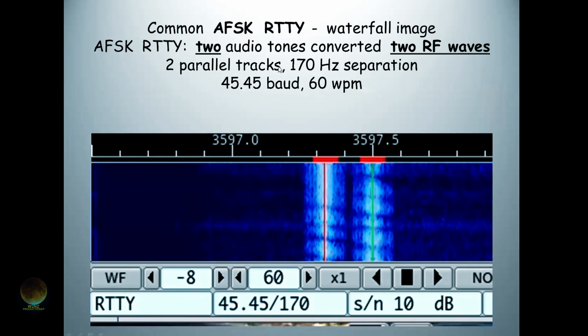So AFSK radio, if you look at what's called the waterfall, it looks like this. Just two parallel tones. The tones are separated by some radio frequency. Traditionally, it's 170 hertz. In the older days, when radio receivers weren't so good, it was 450 hertz. In the really old days, some 800 hertz or something. So you've got to be able to distinguish the two tones.